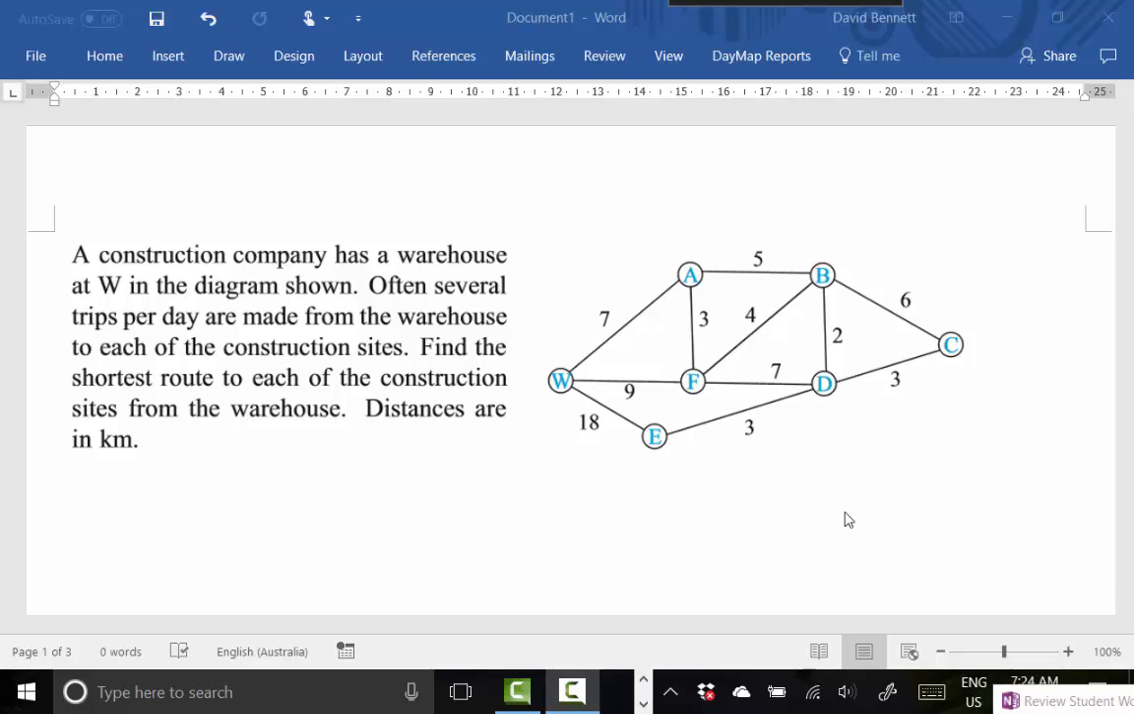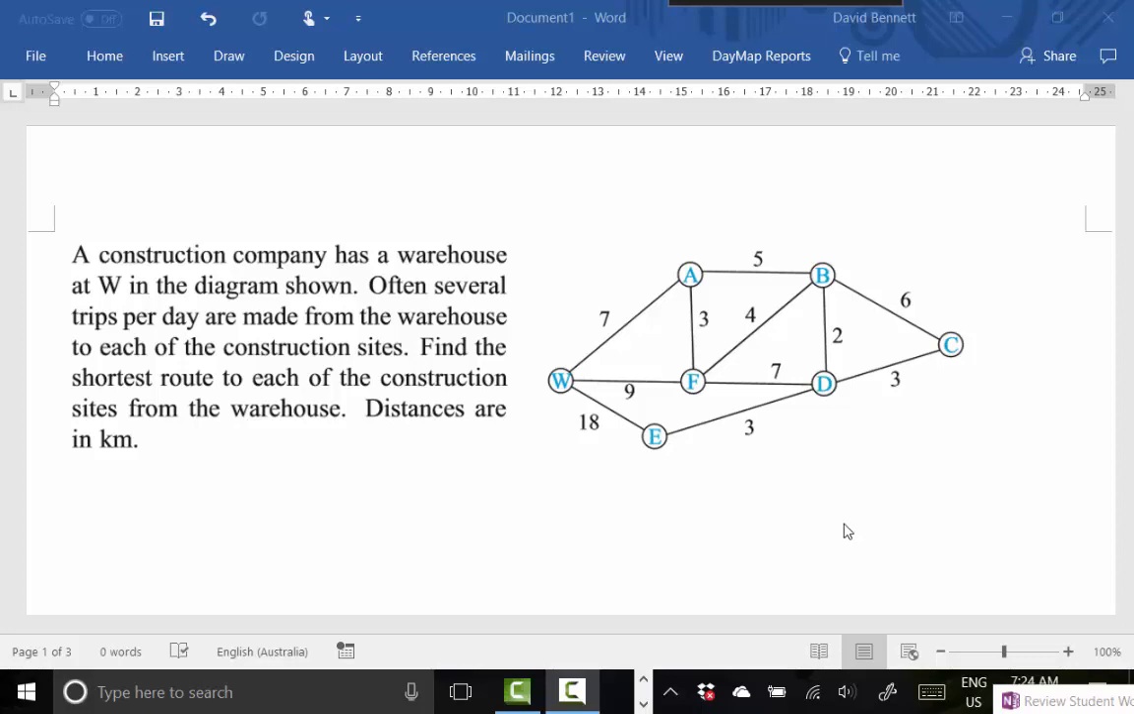Now welcome guys, in today's video we're going to be looking at how you can find the shortest path to connect various sites. So in this example we've got a company. You need to connect all your warehouses to all the construction sites. So what would be the shortest route that you can actually do to connect all those places?